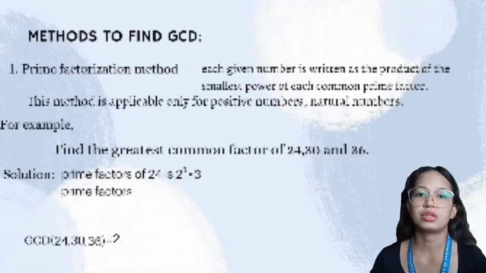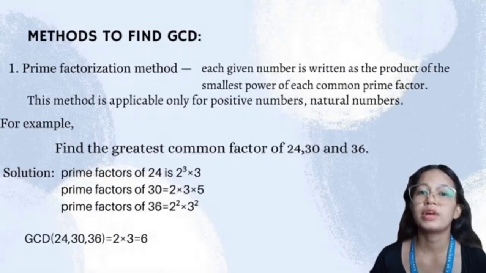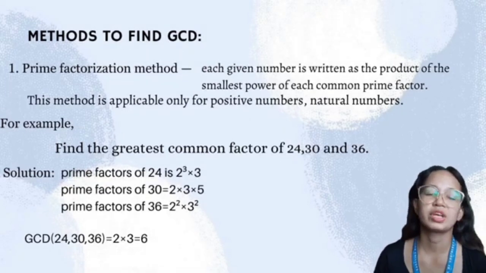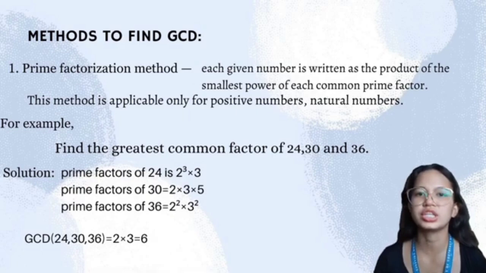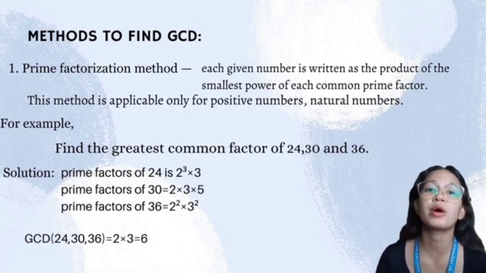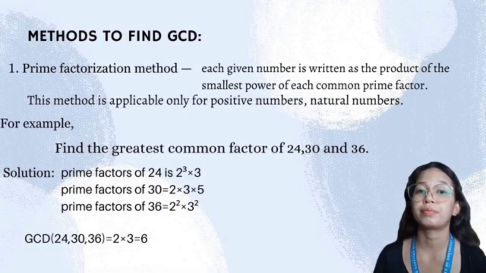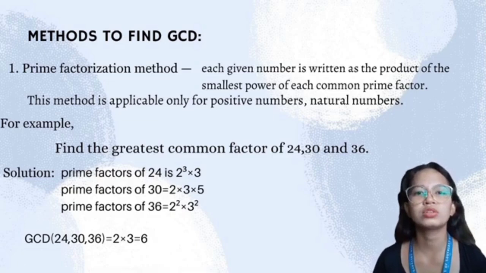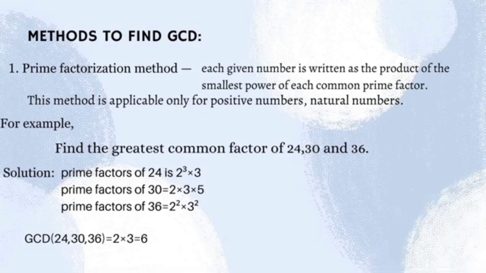There are several methods to find the greatest common divisor of given numbers. First is the prime factorization method. Each given number is written as the product of the smallest power of each common prime factor. This method is applicable only for positive numbers or the natural numbers. For example, find the greatest common factor of 24, 30, and 36.